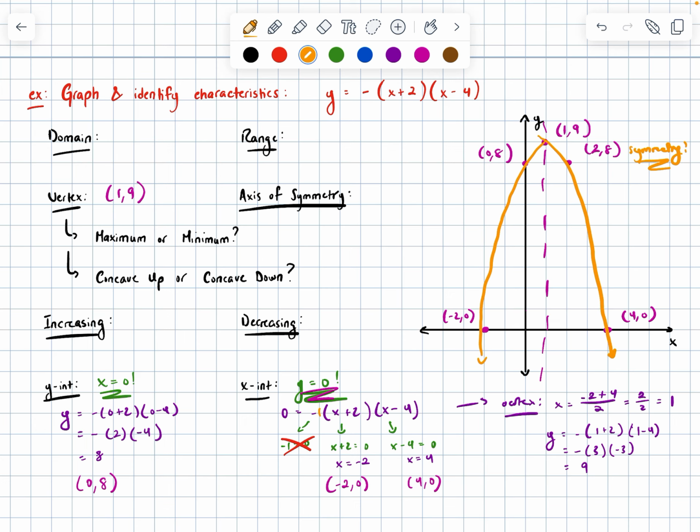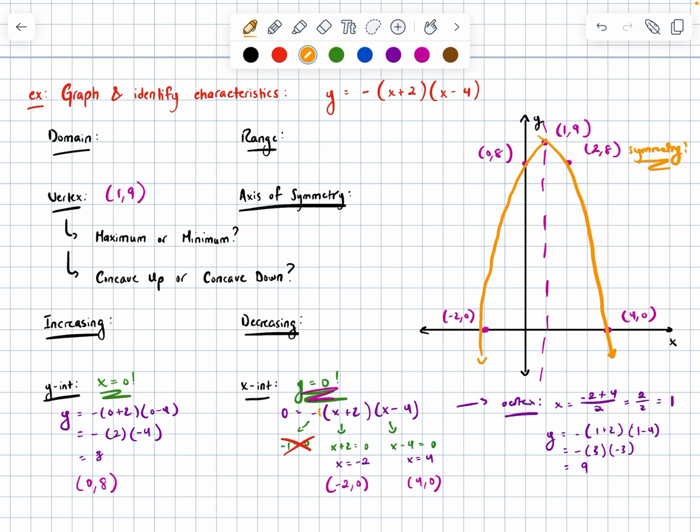As we've talked about before, the domain of any quadratic equation is all real numbers. There is no number that I know that I can plug in here that I wouldn't be able to find a value for. The range, however, here is limited. I cap out here at the value of my vertex. Here, the values of y then cannot go above 9.